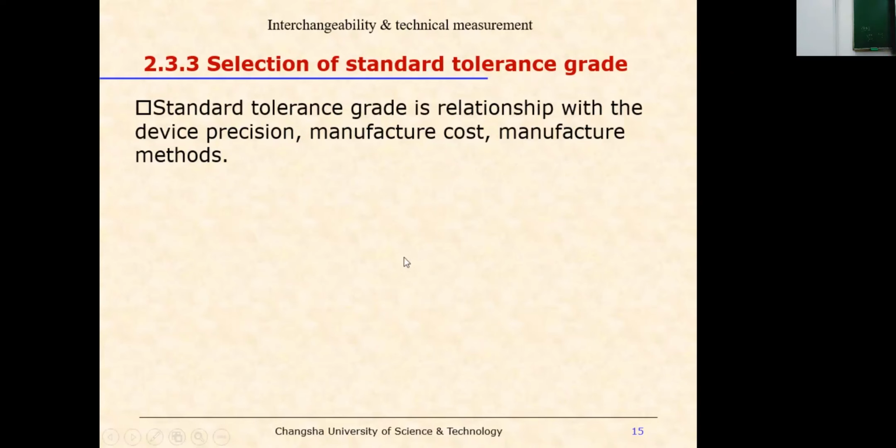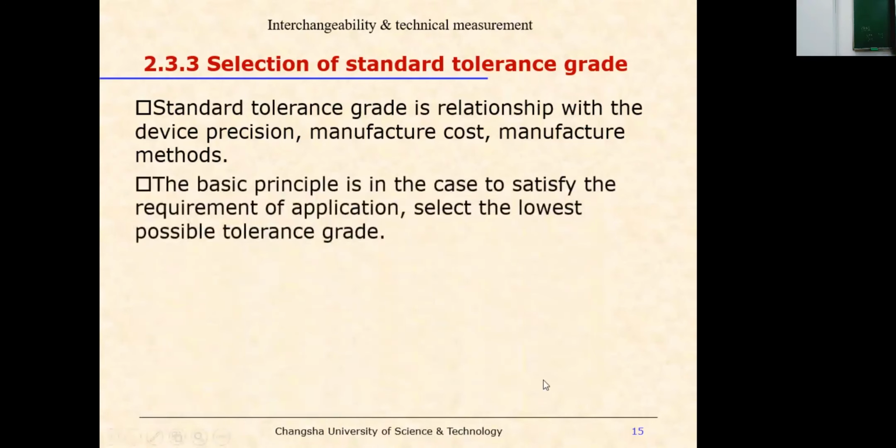The grade is like IT9 to IT11. But for grinding, the IT grade is like IT3, IT4, up to IT7. So the basic principle is, in the case of satisfying the requirement of the application, select the lowest possible tolerance grade.